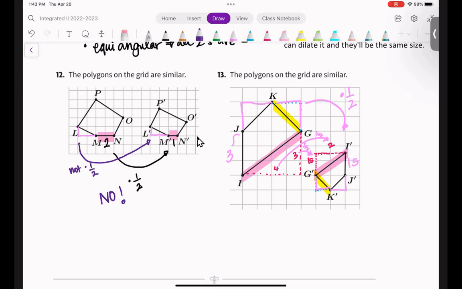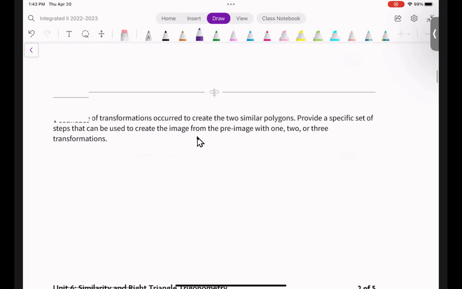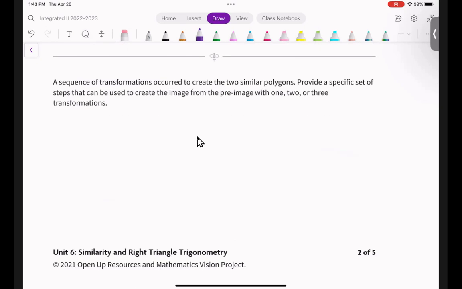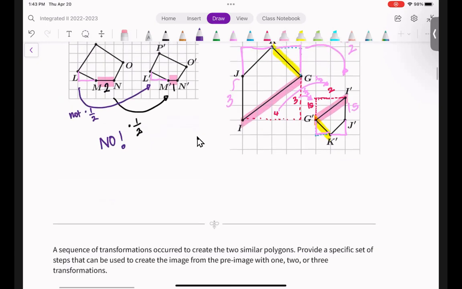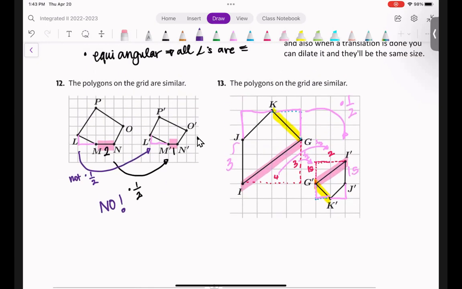So very, very good. Any questions on this? What was the hard part? What part tricked you? You tell me what part tricked you. And while you tell me what part, I'm going to just read the next one. It says, a sequence of transformations occurred to create the 2 similar polygons. Provide a specific set of steps that can go from one image to the pre-image with 1, 2, or 3 transformations. Yeah. So those are the ones who got tricked.